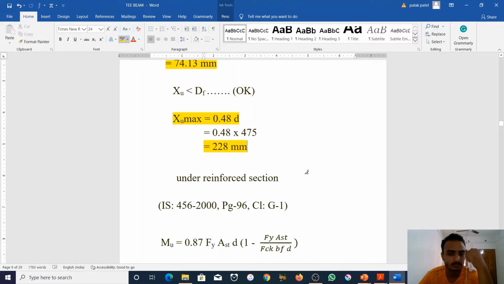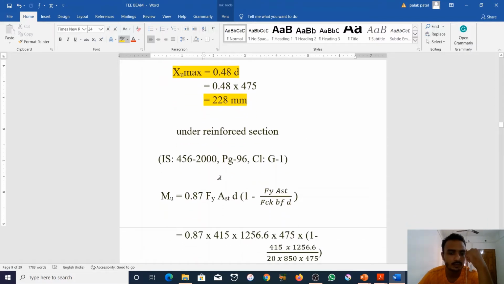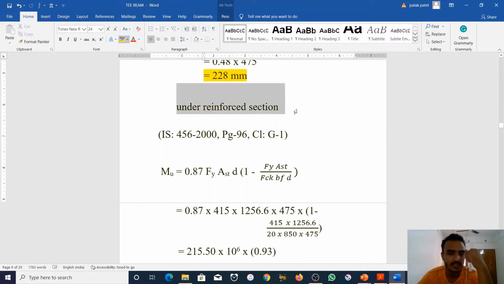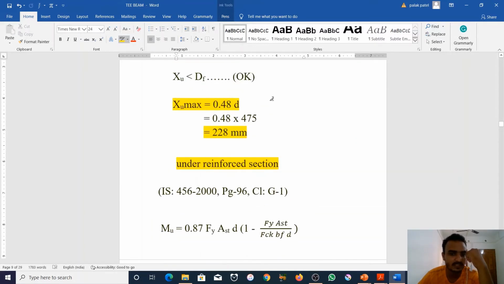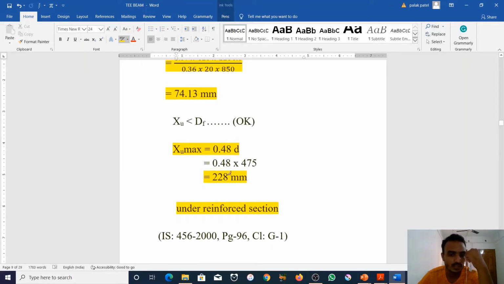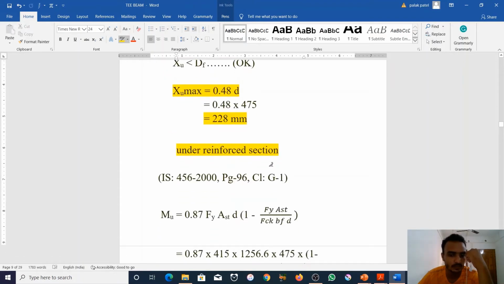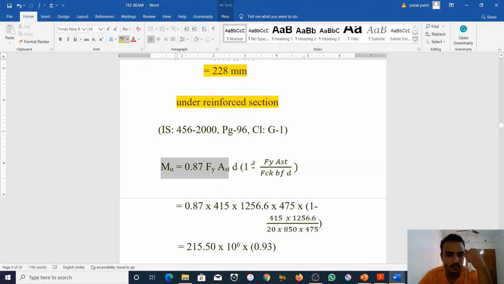XU is less than XU max, so it is an under reinforced section. So these are the equations: Mu equals 0.87 Fy capital AST D into 1 minus Fy capital AST upon FCK BF into D. We can find this equation in the IS code.